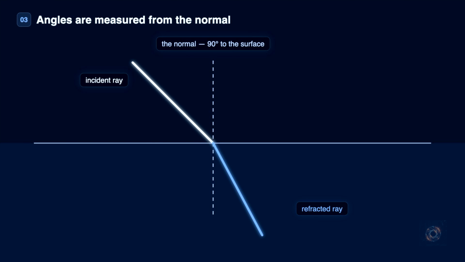Let's label it. The ray coming in is the incident ray. The line straight out of the surface is the normal. The bent ray is the refracted ray. The angles are always measured from the normal, never from the surface.